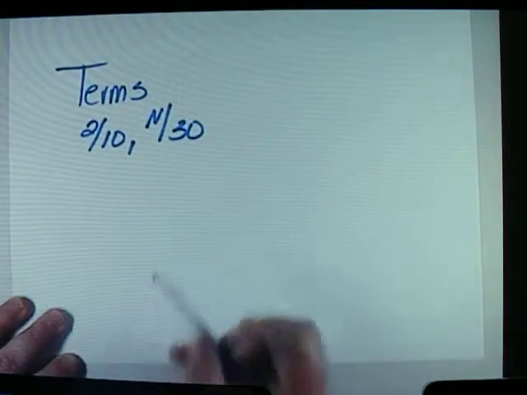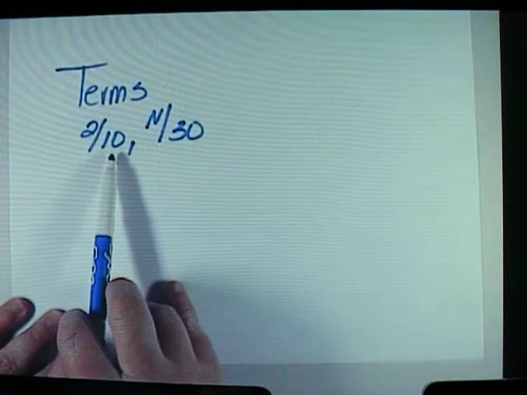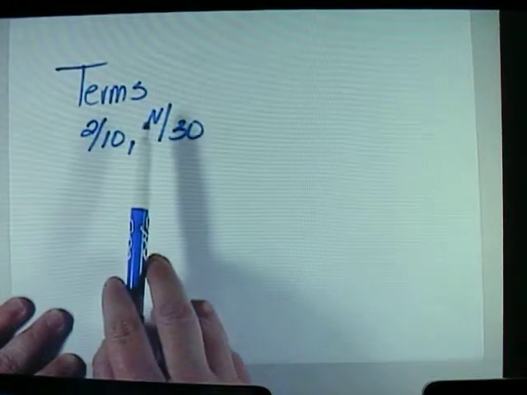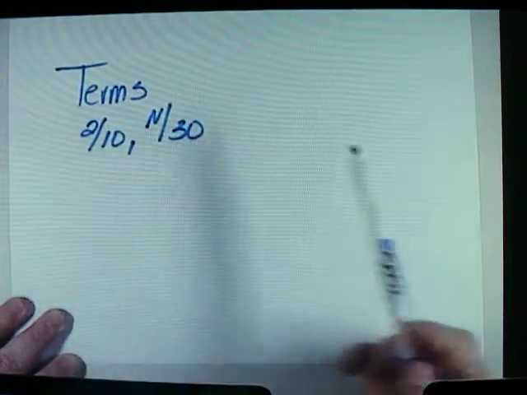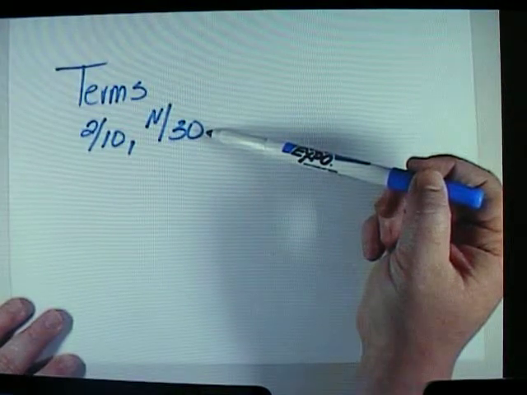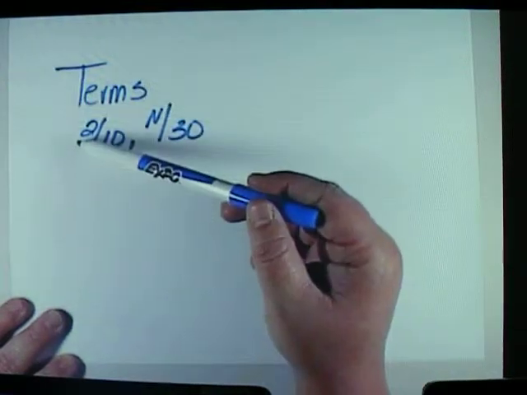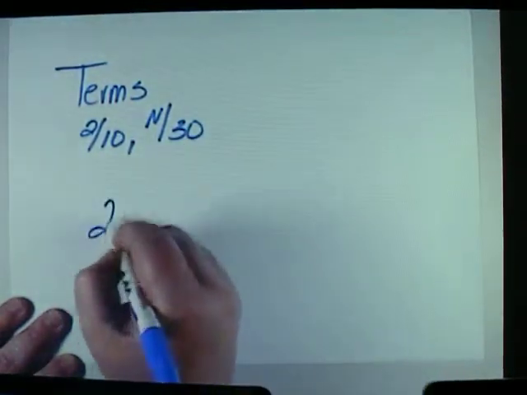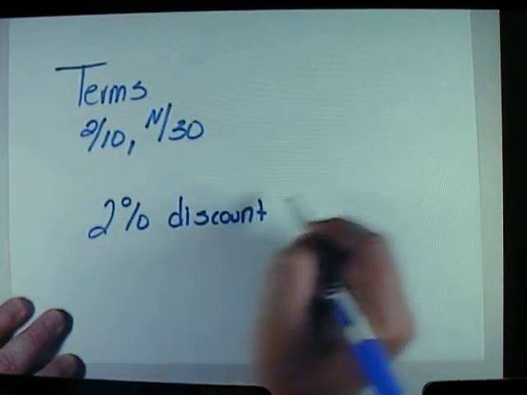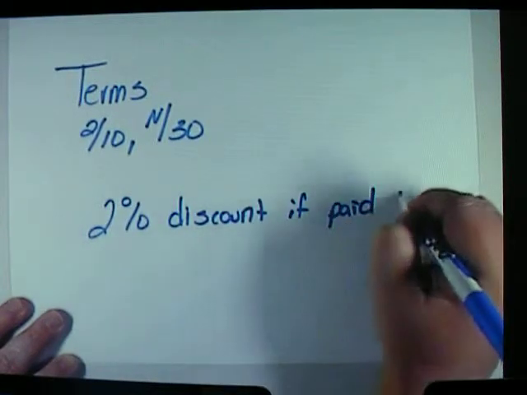And what it means is, if you pay this invoice in 10 days, I will give you a 2% discount. Otherwise, pay the net amount in 30 days. So what you're looking at is the terms of the discount, the days are on the bottom, and what you're going to get discounted is on top. So again, 2/10 is considered to be a 2% discount if this is paid within 10 days.